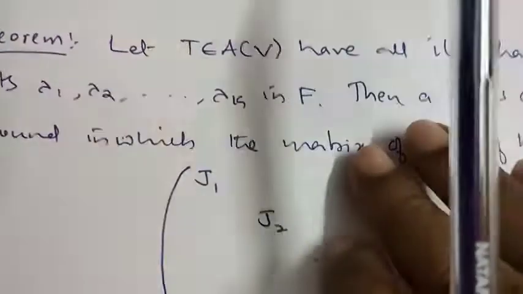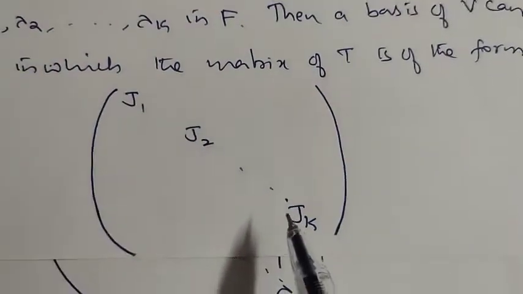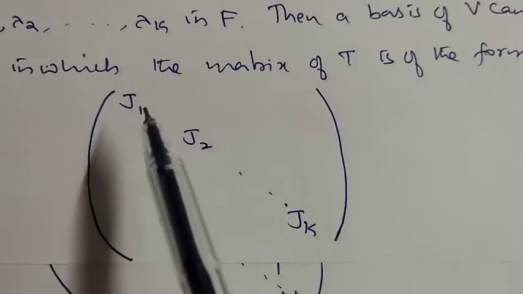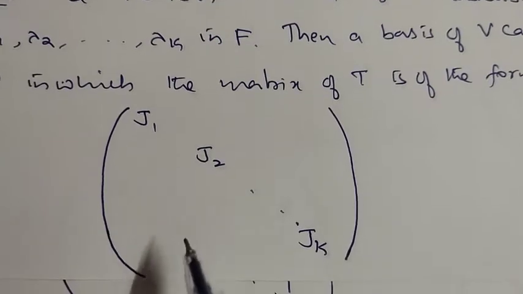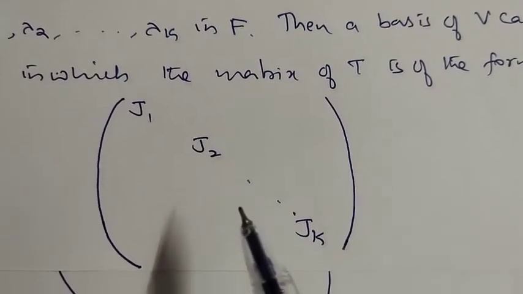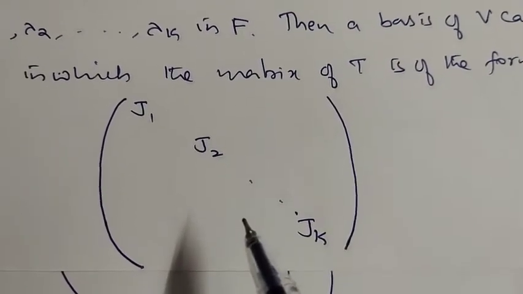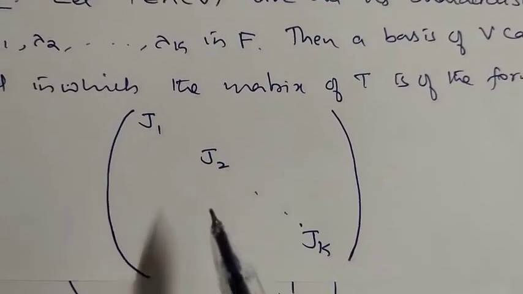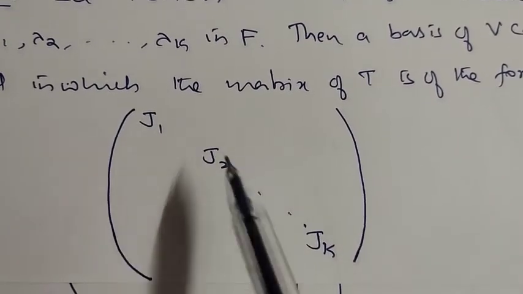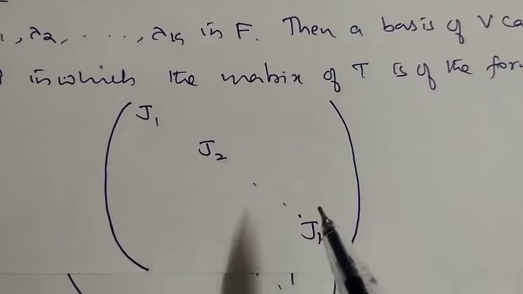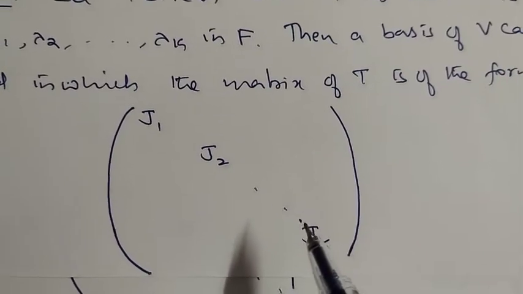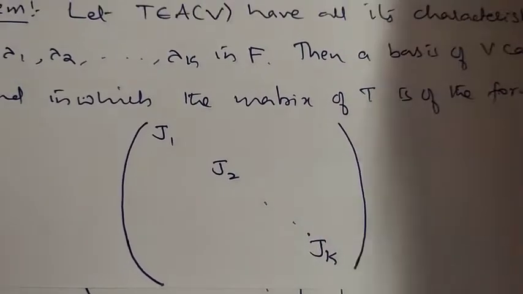These Ji's are Jordan blocks. You will understand this easily while discussing the problems based on this. I will explain in detail how J1, J2, Jk look while taking up a particular example. First let us prove this theorem.